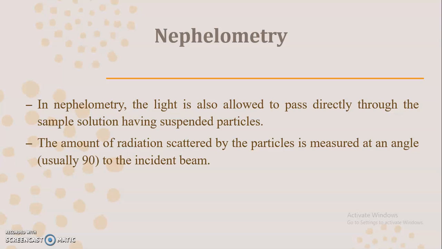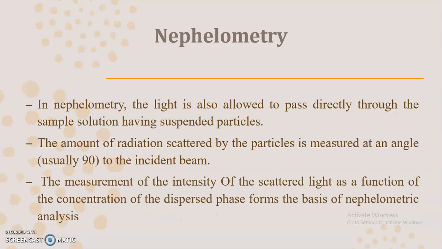While in case of turbidimetry, our light will pass directly and the measurement is done at, you can say, 180 degrees. So this is the basic difference between nephelometry as well as turbidimetry. The measurement of intensity of the scattered light as a function of the concentration. Here the measurement of scattered light is carried out as a function of concentration of the dispersed phase, or you can say suspension, and forms the basis of nephelometric analysis. So this is the major difference between nephelometry and turbidimetry.